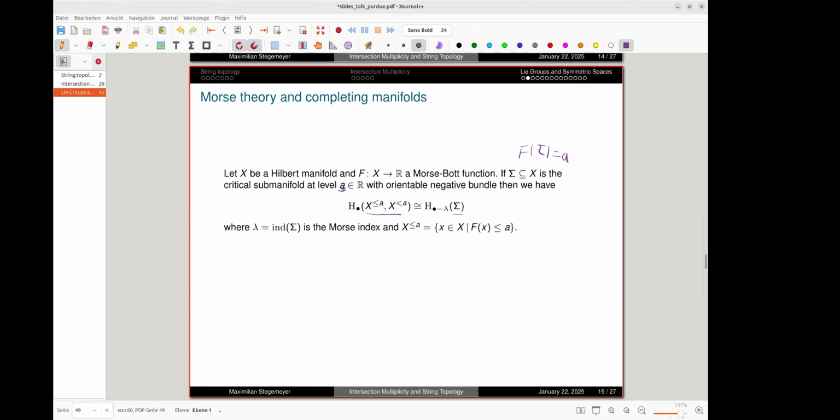These are all points in the Hilbert manifold where f of x is less than or equal to a. And of course, for x strictly less than a, you have the same thing but with a strict inequality. Now the question is, in what situation is the homology made up from all these level homologies? In general this doesn't happen.